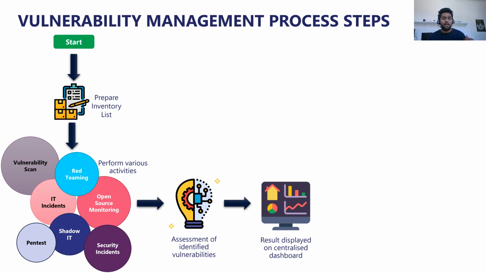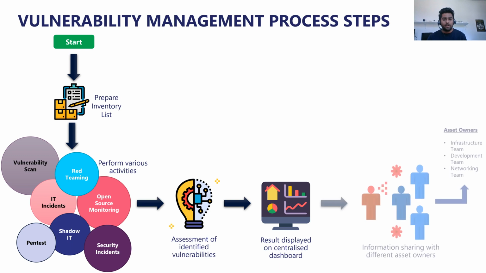So basically we are marking them as a low priority risk. That analytical dashboard displays everything, the holistic view of your organization's threat or risk, right? And then you get that information and you share it with the asset owners. So what are the asset owners? Asset owners are the different project managers or different department heads from whom you get the inventory list, and you give that information to them.